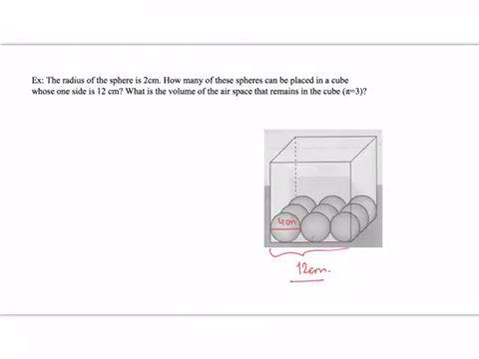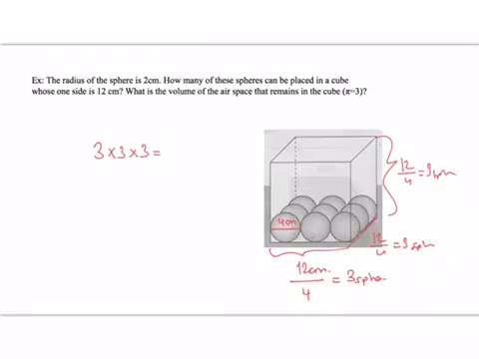I can find 12 over 4, which is equal to 3 spheres. It's the same for the thickness, which is equal to 3, and it's the same for the height, which is equal to 3. So 3 times 3 times 3, I can put 27 spheres.